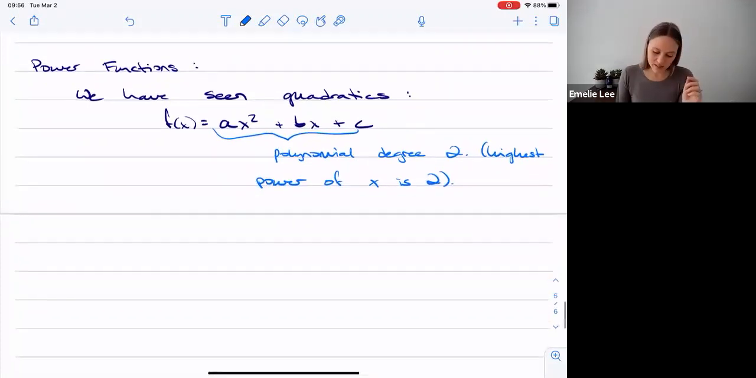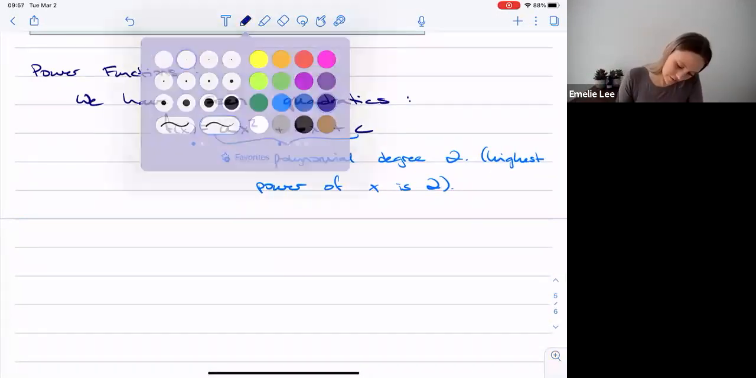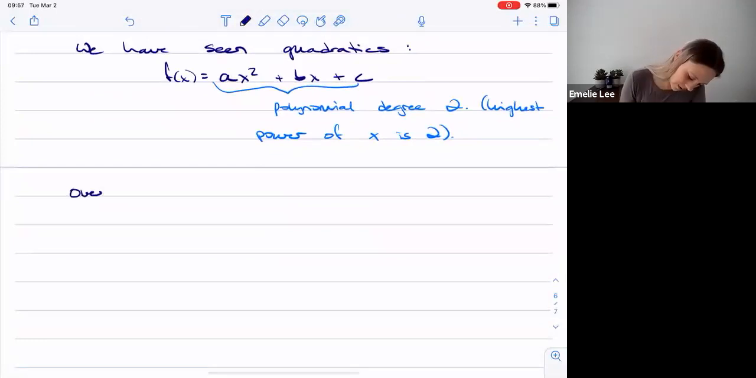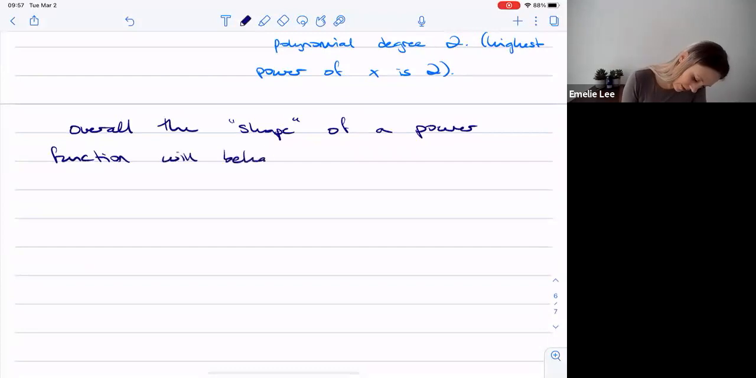And it's going to behave like the highest power of x. So overall, this shape is going to behave like the highest power of x. So overall, the shape of a power function will behave like its highest power of x.